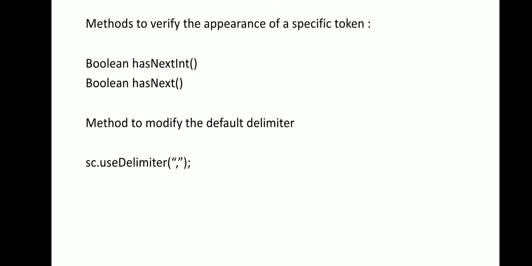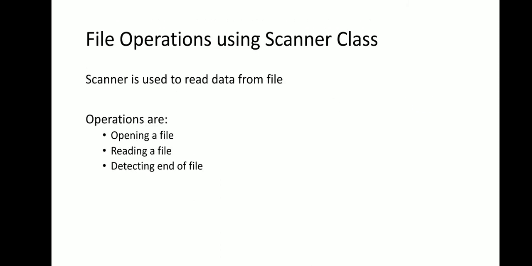As said earlier, the default delimiter is white space, but if you want to modify the delimiter you can do it with the help of the useDelimiter function. Whatever delimiter you want, you have to specify it inside double quotes. For example, now I have changed my delimiter from white space to comma. Hereafter the Scanner class will separate each and every token using a comma. That is, whenever it reads a comma, it will understand that the first token is over and it is ready for reading the next token. In this way it will read tokens using delimiters.